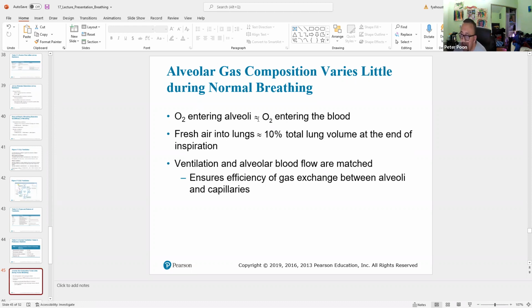The O2 entering the alveoli is roughly equal to the O2 entering the blood. The fresh air in the lungs is approximately 10% of total lung volume at the end of expiration. So when you're normally breathing, you don't exchange that much air with the environment.